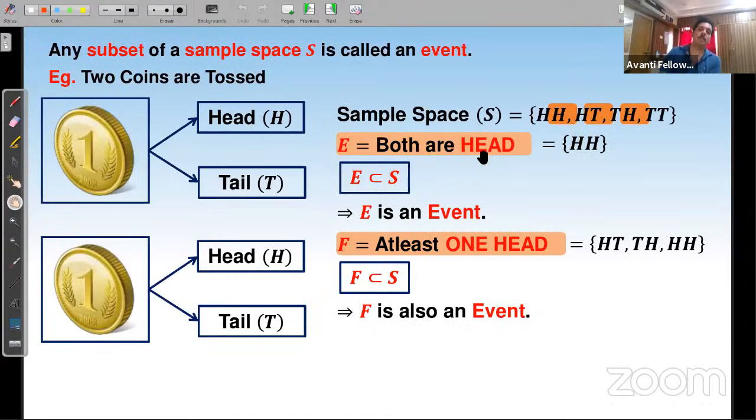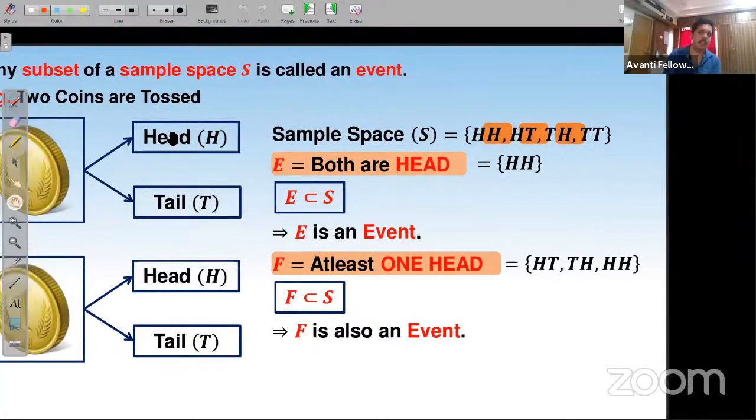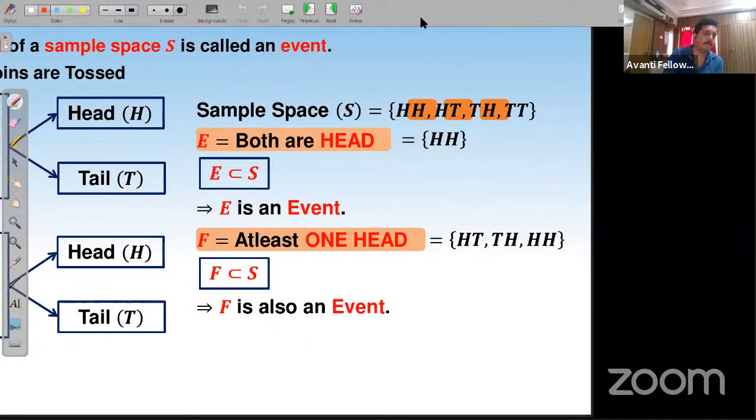If someone is talking about both are heads, two coins are tossed. So what are the possible outcomes? HH, HT, TH, and TT, right? These are my possible outcomes. If I say both are heads, this is my favorable outcome, HH. So my HH is always a subset of all four outcomes, right? Okay, E is a subset of S.